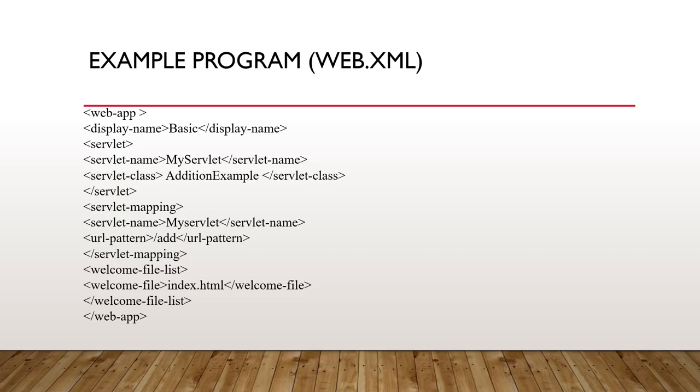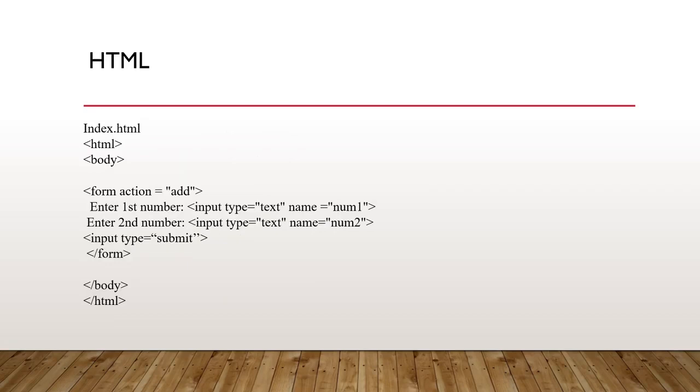Here comes your web.xml. Here we will mention the servlet name, servlet class, and other mappings, whatever we have done. My servlet name is myservlet, and I have taken the servlet class name as an addition example. Here comes your HTML program. I have taken two numbers, and for the first number input type is text, and for the second number input type is text. Finally, I have taken the submit button, with input type submit.